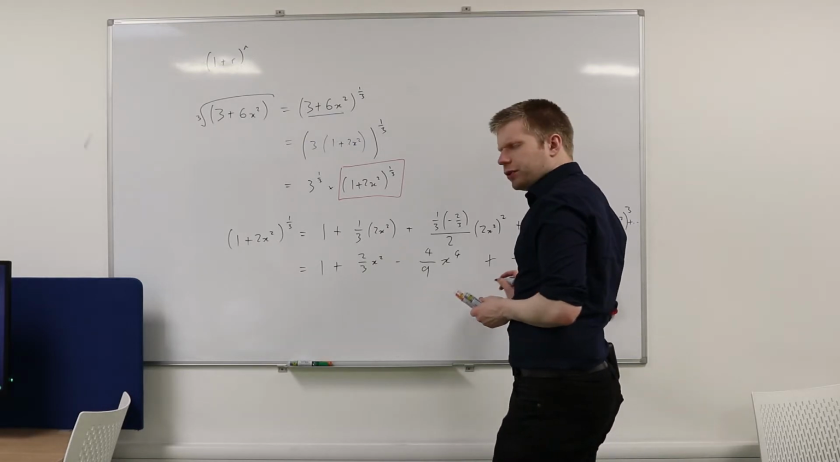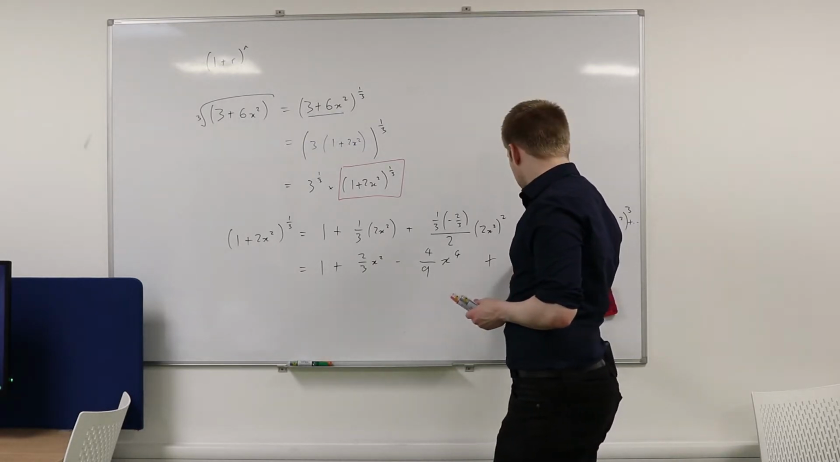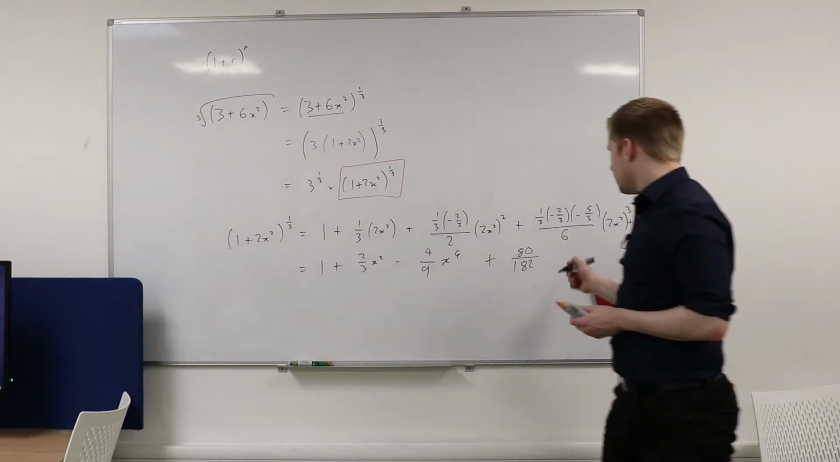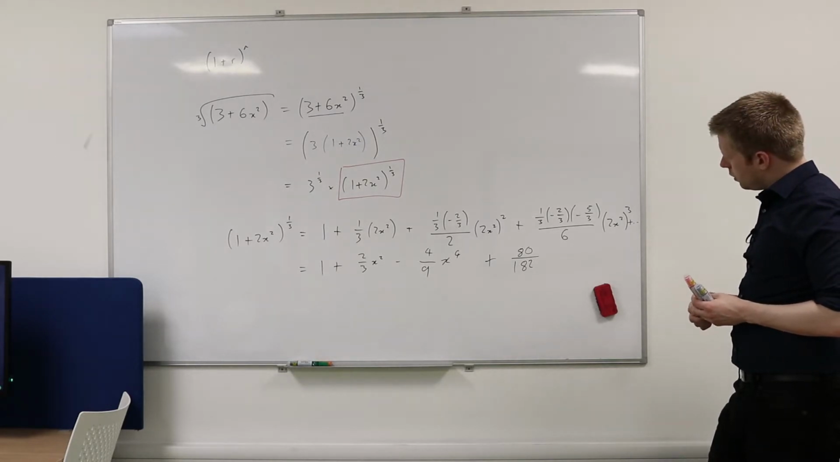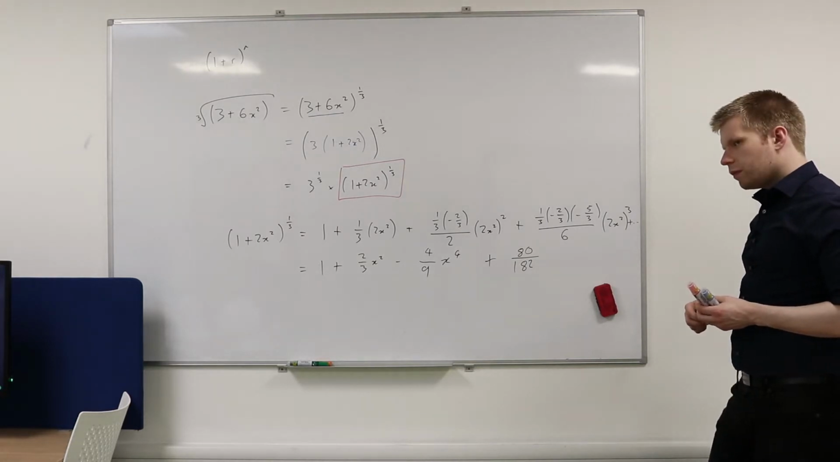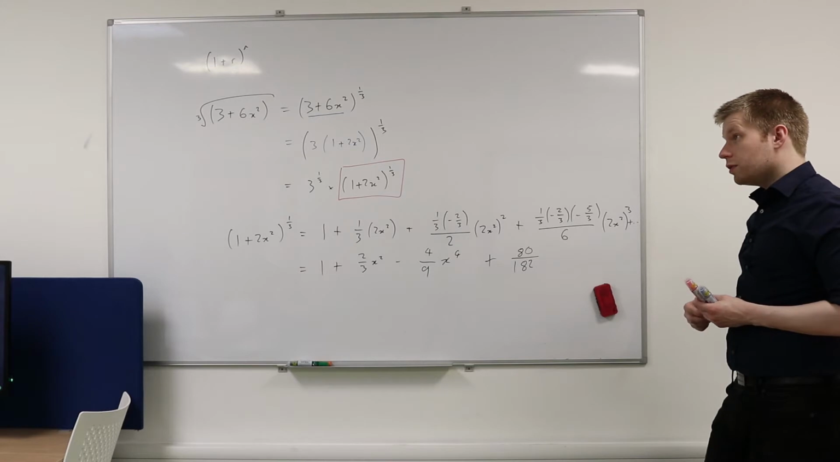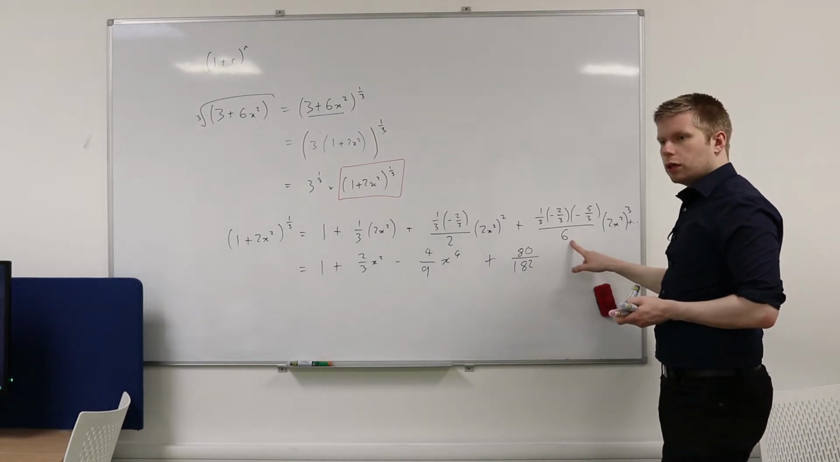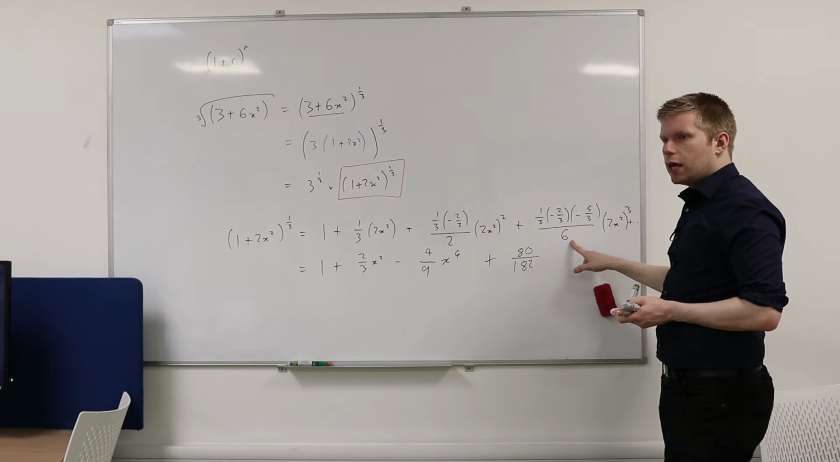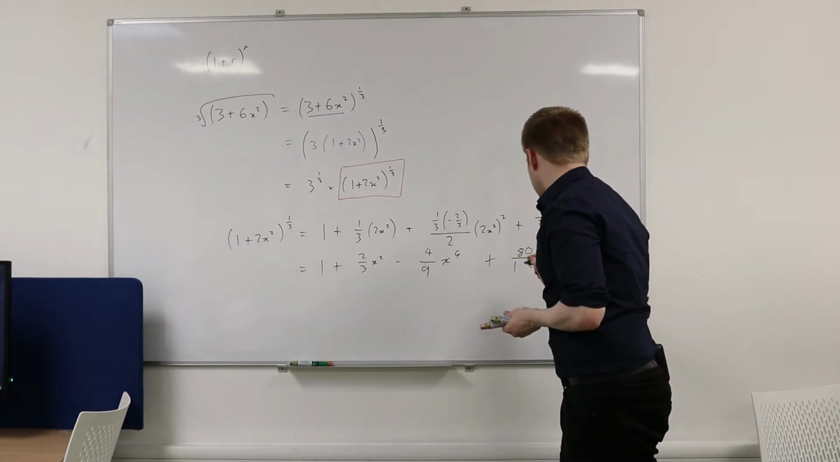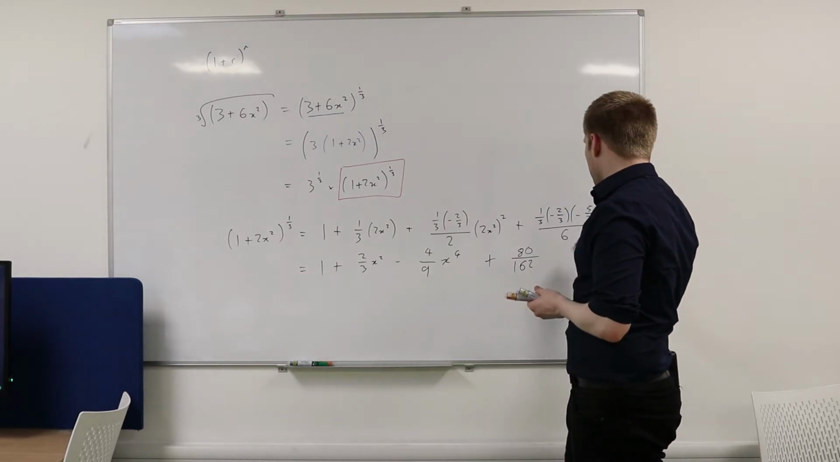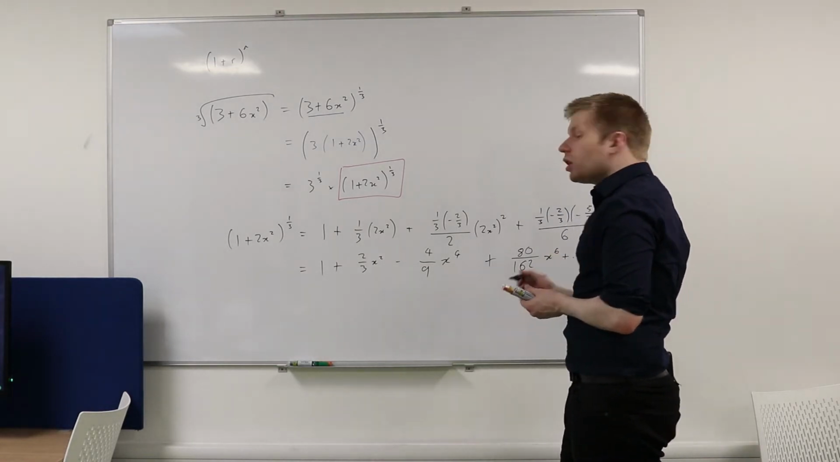So 80 divided by, what was it, 162. Yeah, I agree with that because you did 30 times by 6, which makes 180. And then you should take away 3 times 6, shouldn't you? 162. Yeah, that's better. Good. Times by x to the power of 6. And so on.